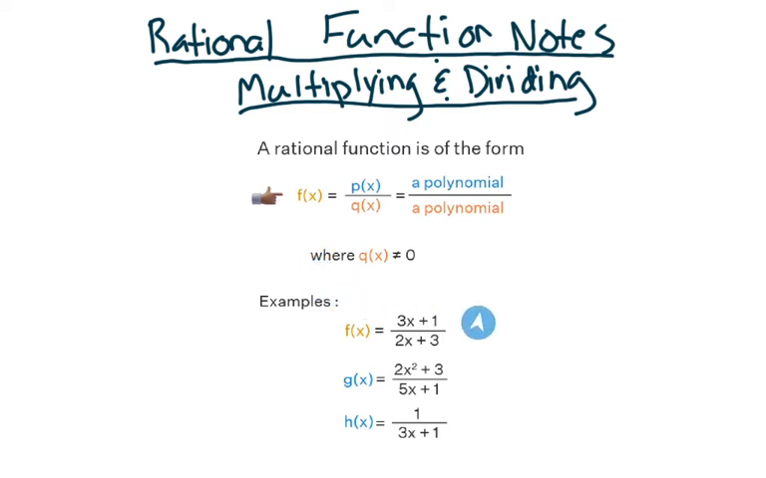Here are some examples of what a rational function looks like. 3x plus 1 over 2x plus 3. 2x squared plus 3 over 5x plus 1. 1 over 3x plus 1. The first thing, let's just practice simplifying these normally.